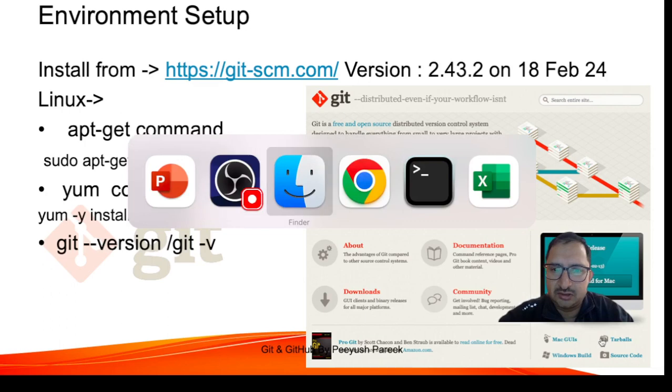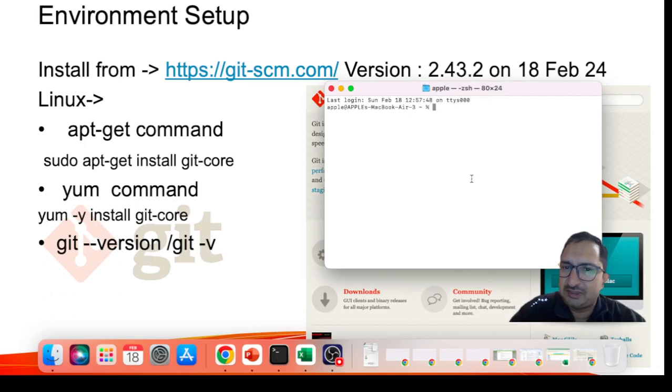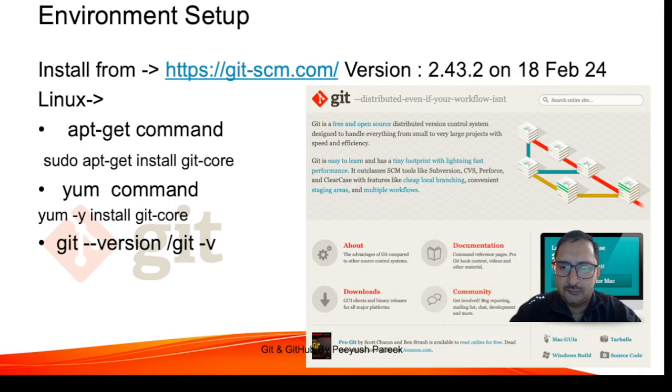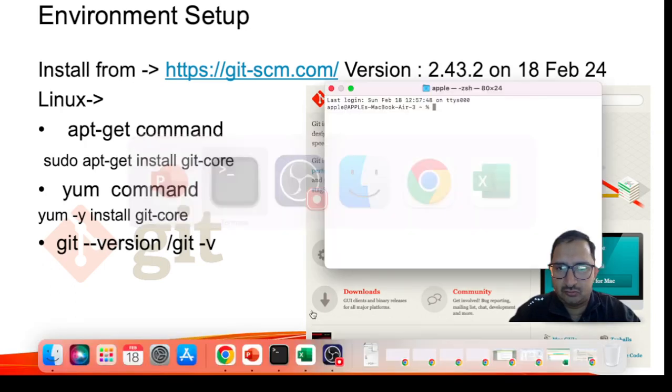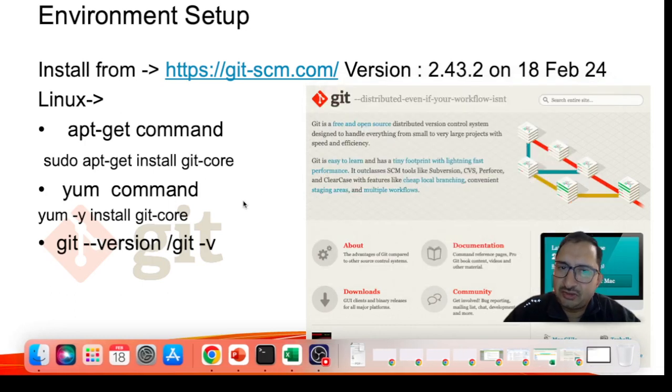I will show you how this is working. This is my terminal in which I am using the command. Again I have to go, yes, git -v. So the latest version installed on my system is 2.44.0. So this is the latest version.